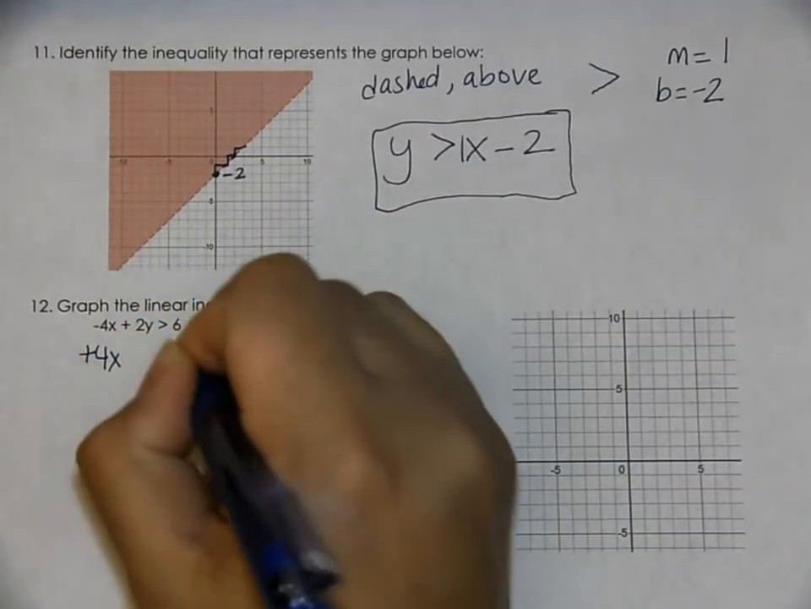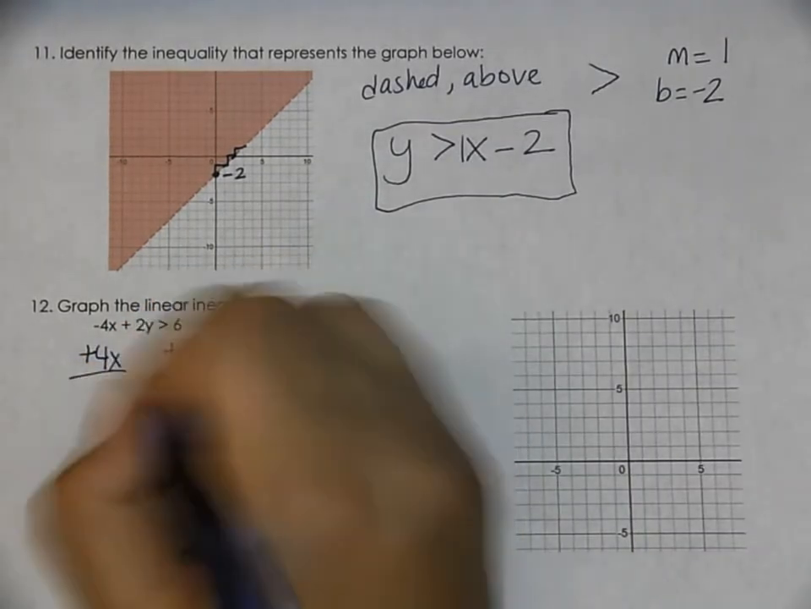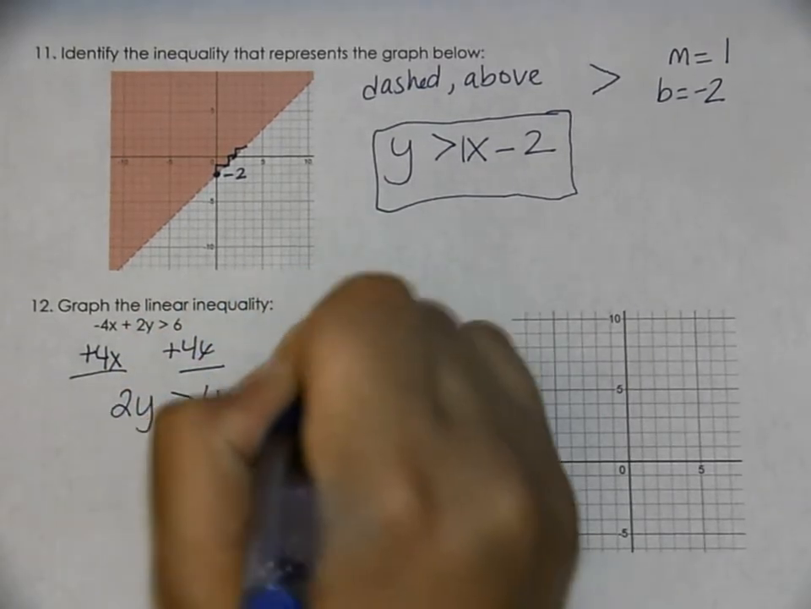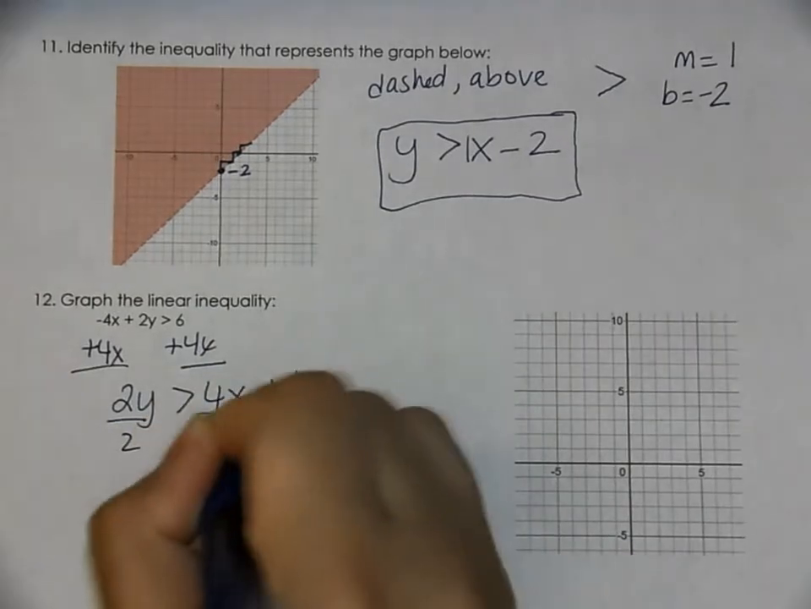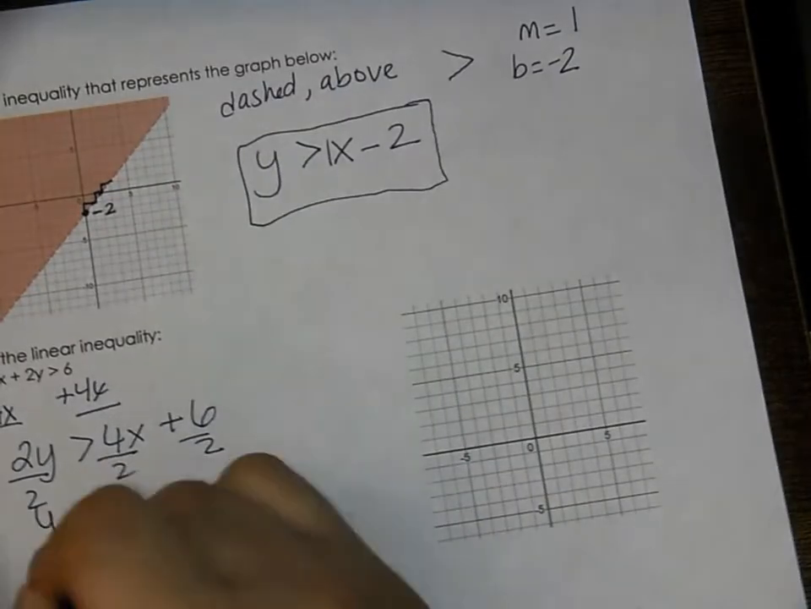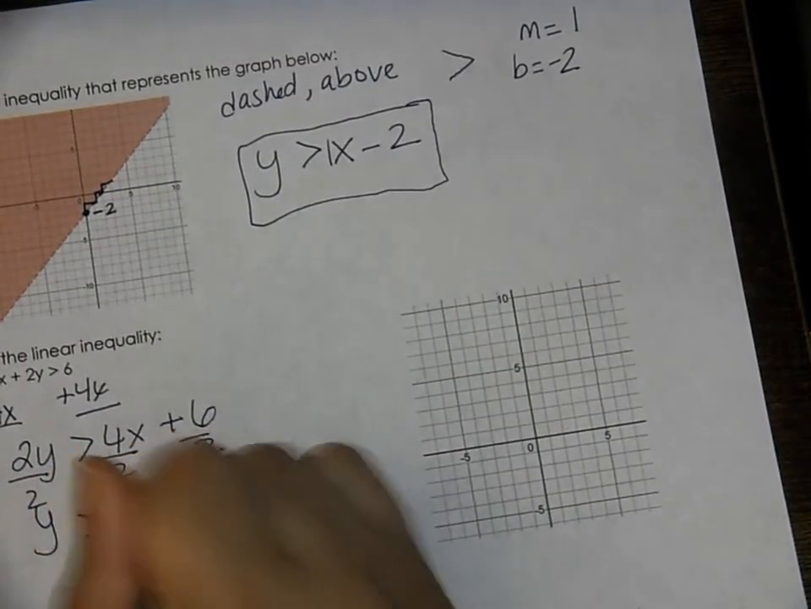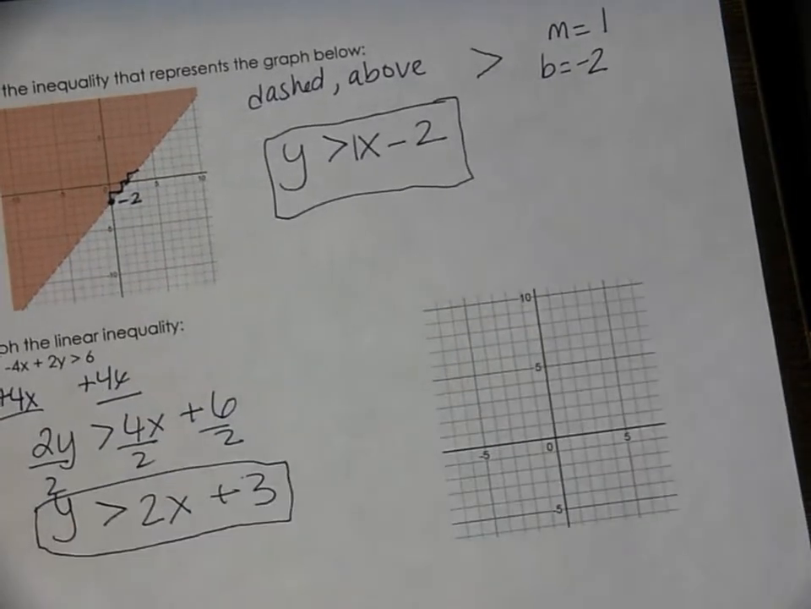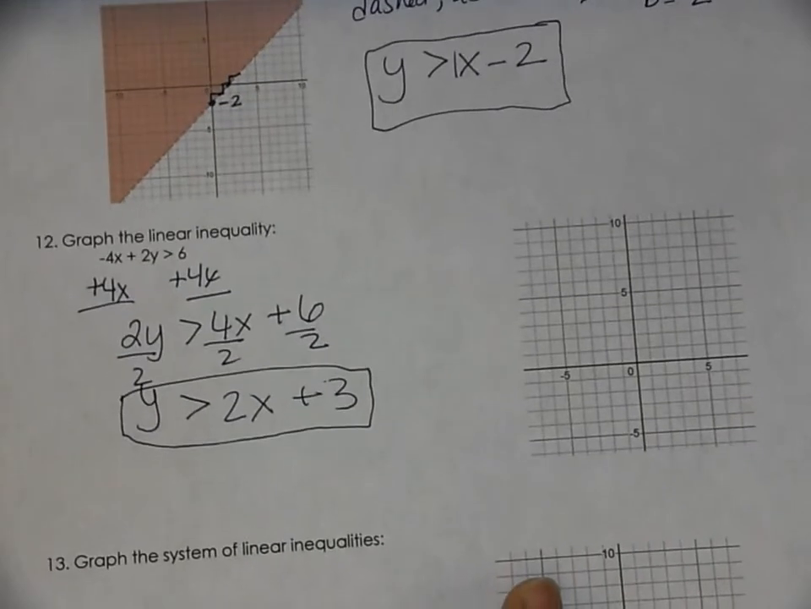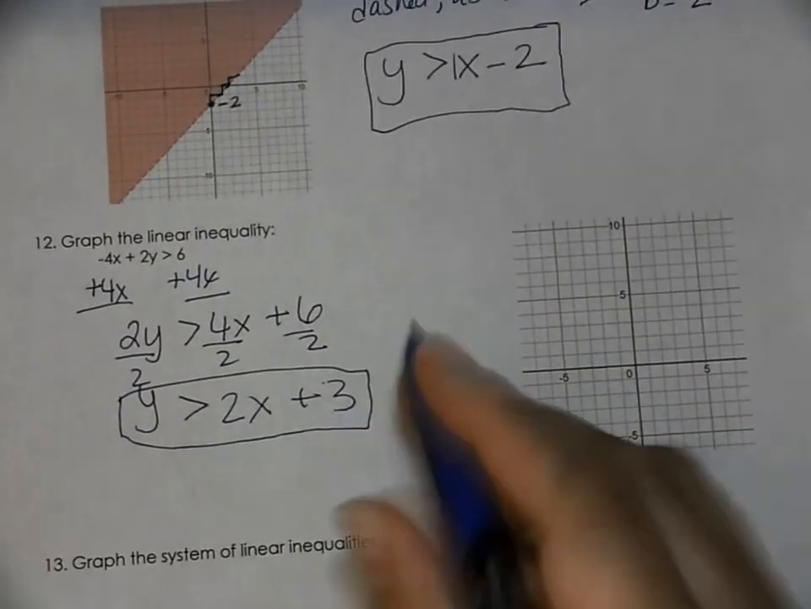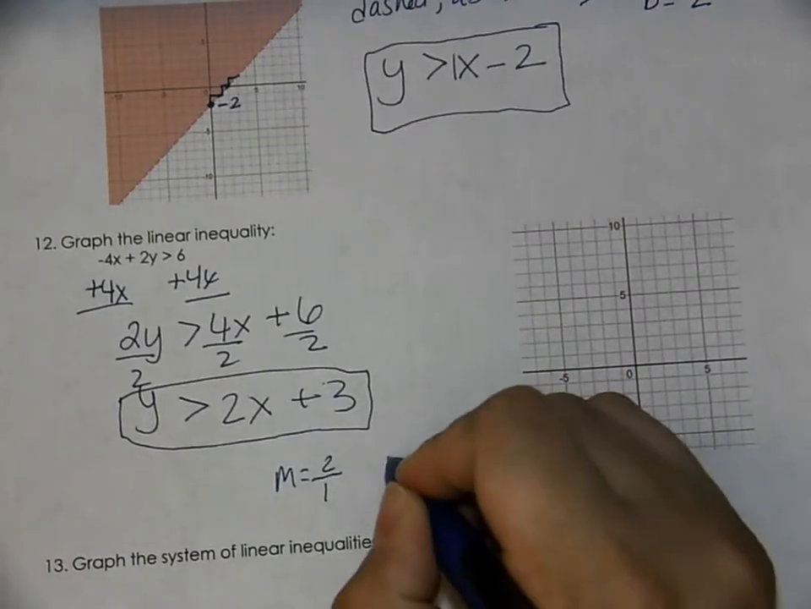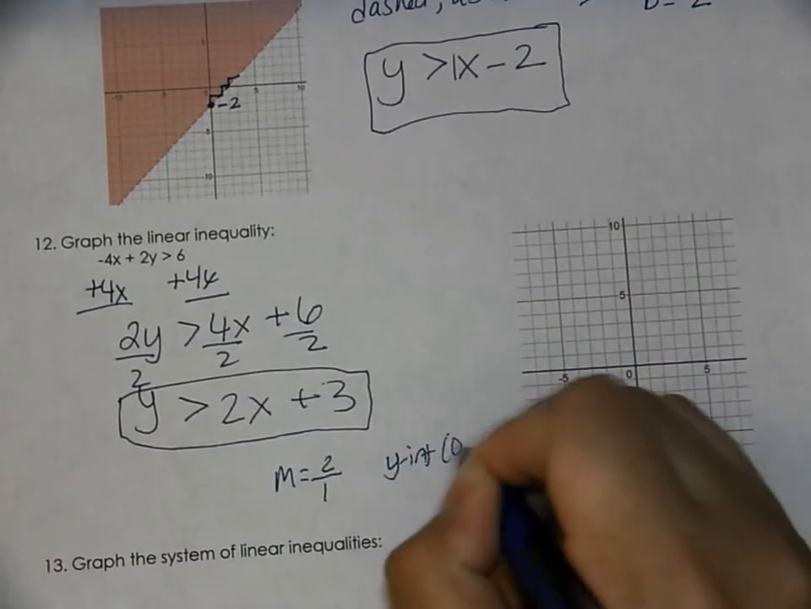Add 4x on both sides. So we get 2y is greater than 4x plus 6. Divide by 2 everywhere so that we get y is greater than 2x plus 3. This is what we're graphing. Okay, so 3 is the y-intercept, 2 is the slope, right? M, you could write it as 2 over 1 if you want to. Y-intercept is at (0, 3).